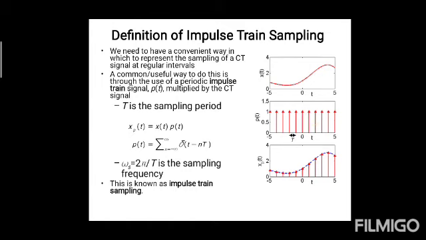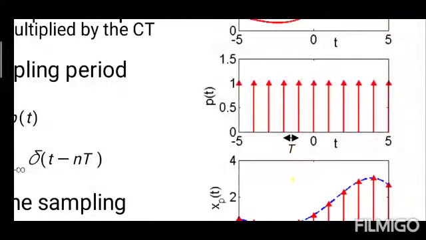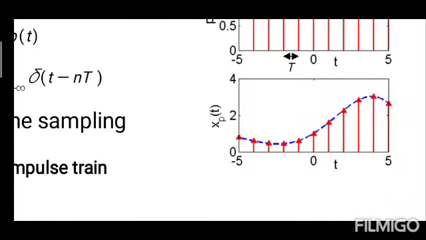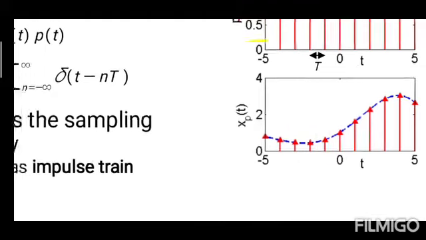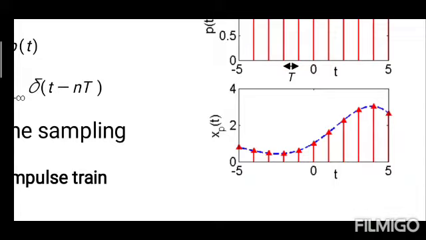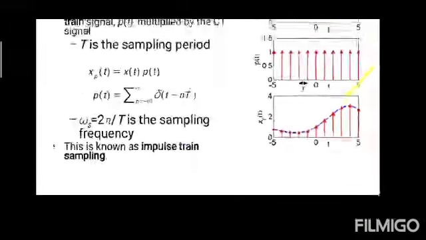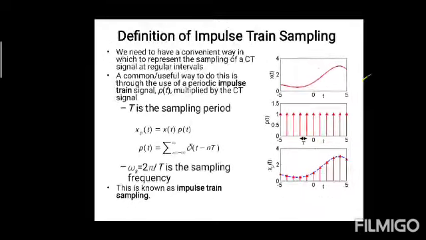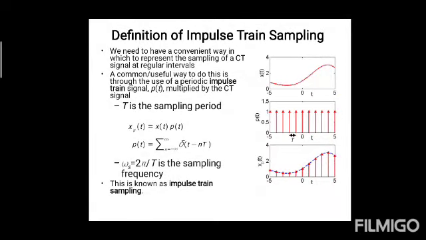We are not getting any discrete signal in between. We get a discrete signal here and here, but we are not getting any discrete signal here because the impulse train is not defined at that instant of time. So at the instants of time where the impulse signal is defined, we get the discrete signal only at those instants. Is it clear?